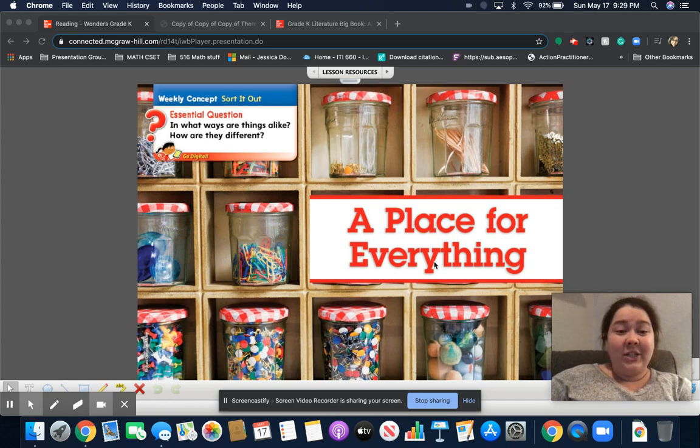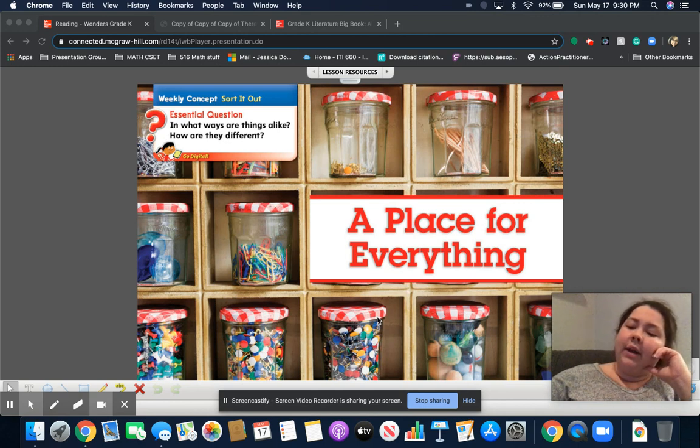Hi, scholars. This week's essential question, our very, very important question, is in what ways are things alike and how are they different? So, you can see in my picture here that we have jars full of different things that you might find maybe in a classroom. They are alike because they're all in jars, right? The jars look like they're made of glass and they all have the red and white gingham lids. And they're all full of things that might be found in a classroom. Those are things that are similar and alike.